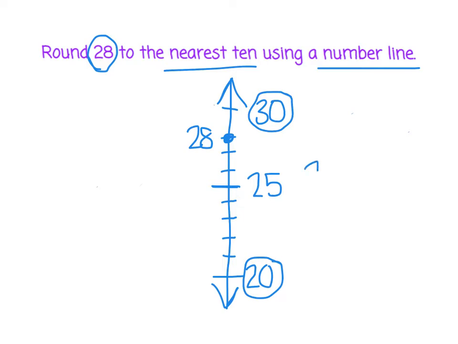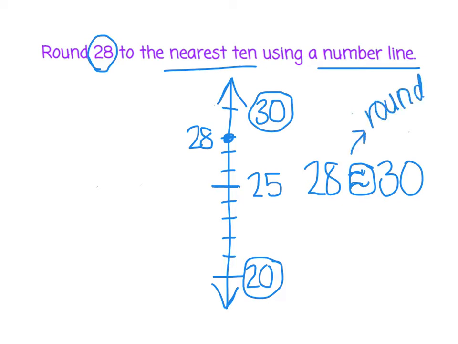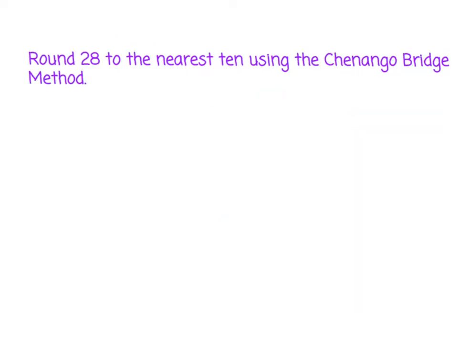Now to write that mathematically, I'm going to write 28 and then I'm going to write a symbol, and it's kind of like the equal sign, but it's got squiggles. And then I will write 30. So the squiggle symbol actually means rounds to. And we can use that instead of writing it in a sentence. Go ahead and erase your boards, and let's take a look at the next problem.